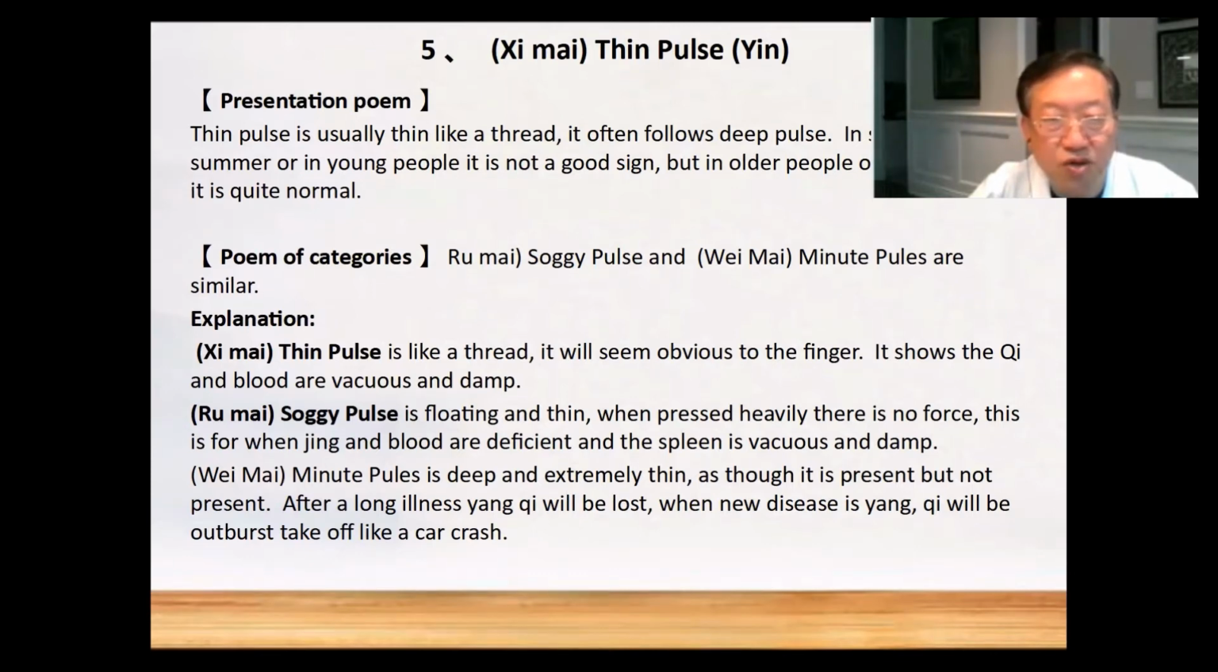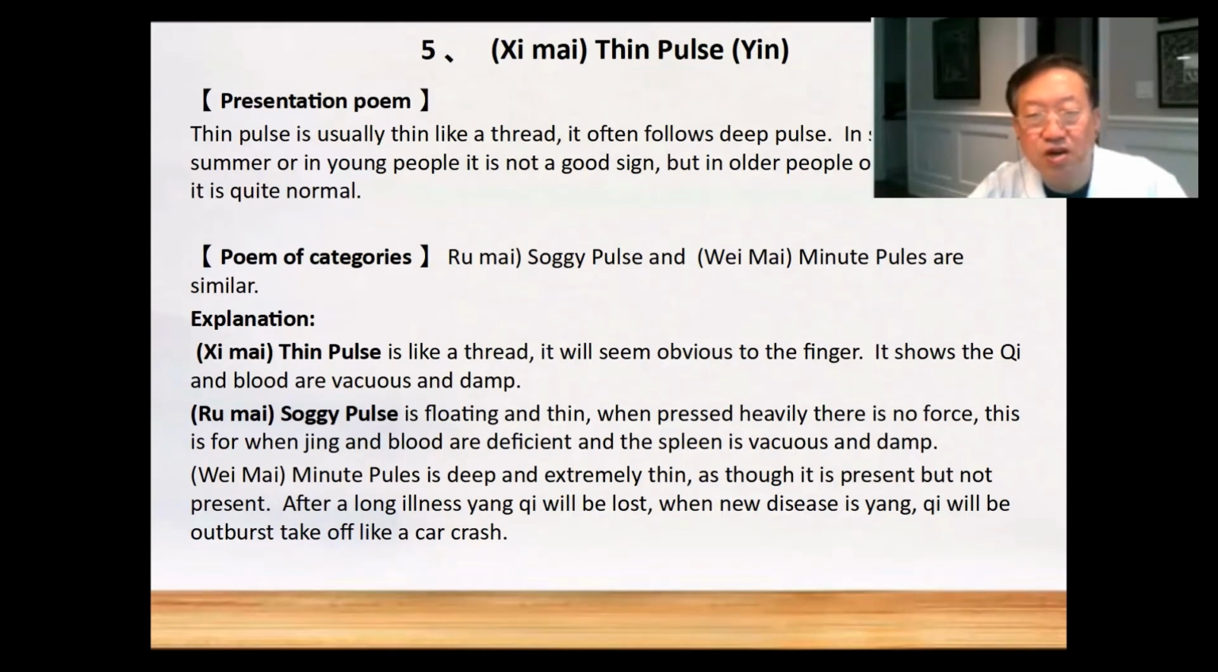Poem of categories. Rumai, soggy pulse, and Weimai, minute pulse, are similar. Explanation: Ximai, thin pulse, is like a thread. It will seem obvious to the finger. It shows the qi and blood are vacuous and damp. Rumai, or soggy pulse, is floating and thin. When pressed heavily, there is no force. This is when the jing and blood are deficient and the spleen is vacuous and damp.